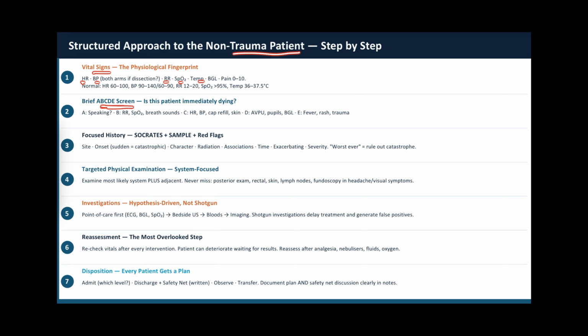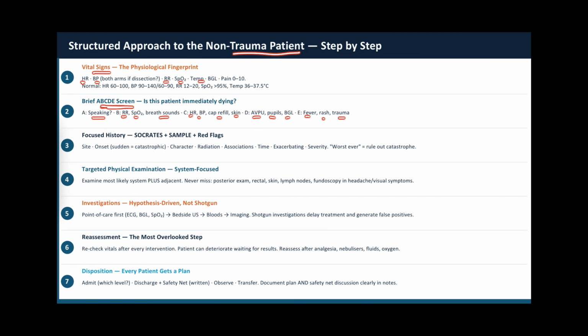In the airway, you see if the patient is able to speak normally or if he is able to speak in full sentences. In breathing, you look for the respiratory rate, saturation, breath sounds, and the chest rise. In circulation, you look for the heart rate, BP, capillary fill time, and the skin. In disability, you look for the AVPU scale or the GCS, pupils, and the blood glucose levels. In exposure, you look for fever, rash, and trauma.